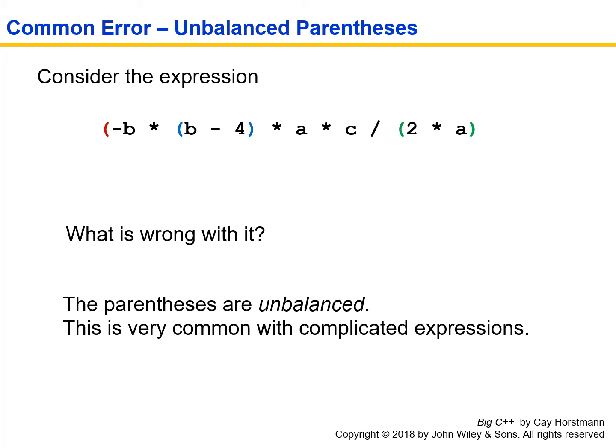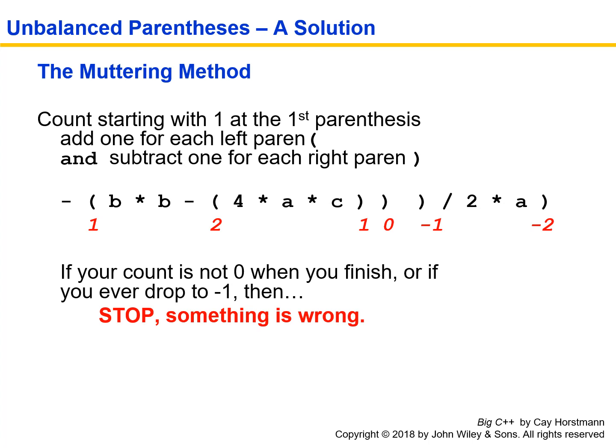This is very common the more complicated your expression gets. One way to deal with this is to count. You increase your count every time you open a parenthesis, and you decrease your count every time you close a parenthesis. And if your count is not 0 when you get to the end of the line, then you did something wrong and you need to go back and balance your parentheses.